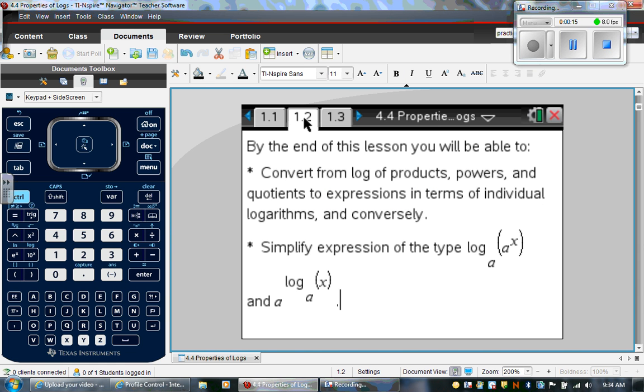All right, so by the end of this lesson, you will be able to convert from log of products, powers, and quotients to expressions in terms of individual logarithms and conversely. We'll also be able to simplify expressions of type log base a of a to the x and a to the log base a of x.